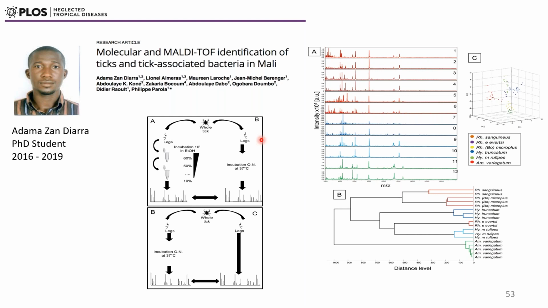He tried successive baths of decreasing concentration of ethanol. And on the other side, he tried to incubate the tick legs in a dry bath at 37 degrees to let the alcohol evaporate and dry the ticks a bit. And it turns out the latter was the best solution, and he managed to obtain those really nice quality spectra that you can see here that allowed the detection of all the species he brought.